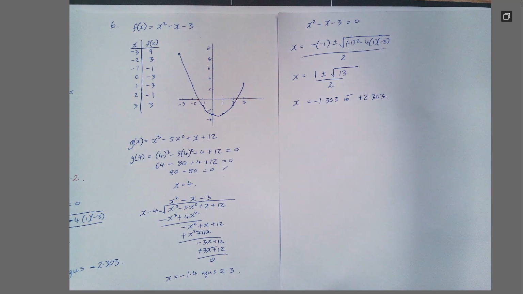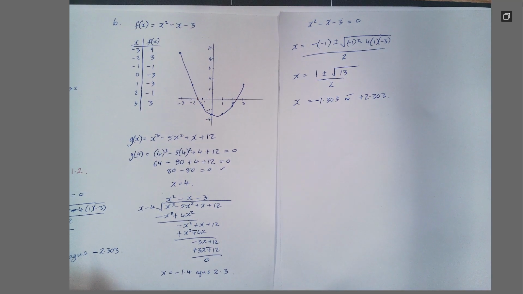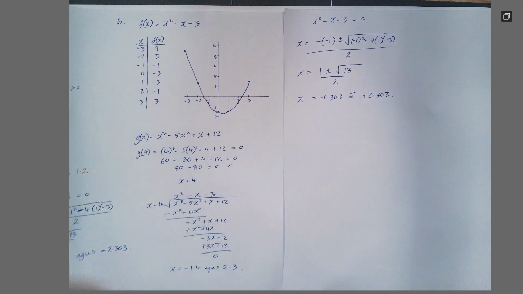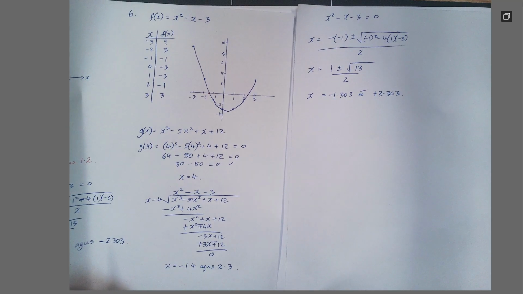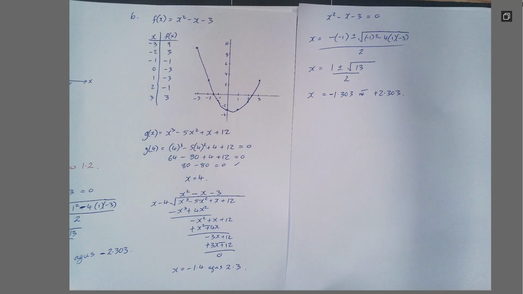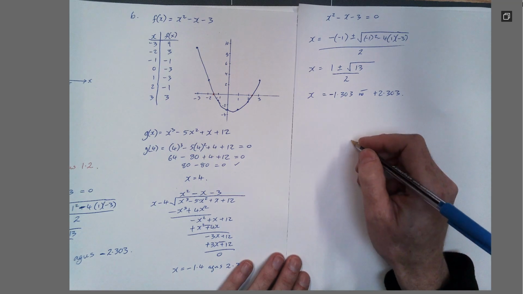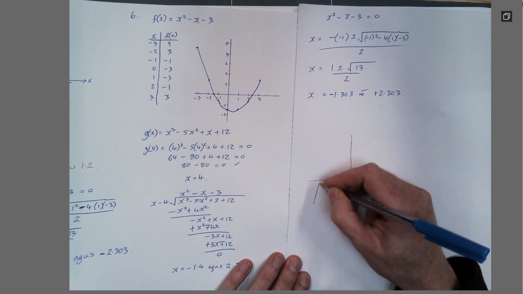Next, the chart. By making a table of values, sketch the graph. Use your graph to explain why the function f(x) has only one real root.